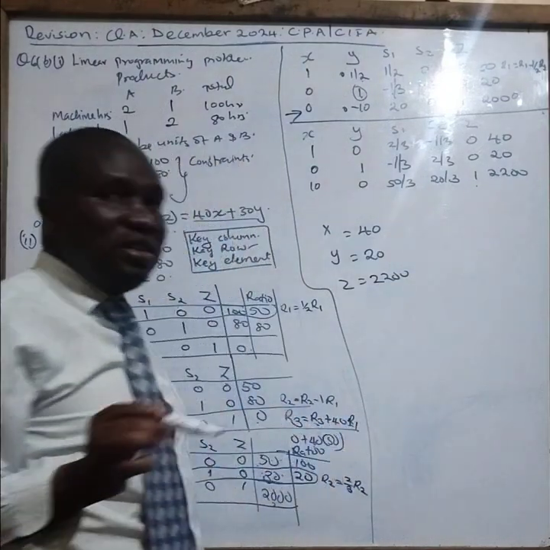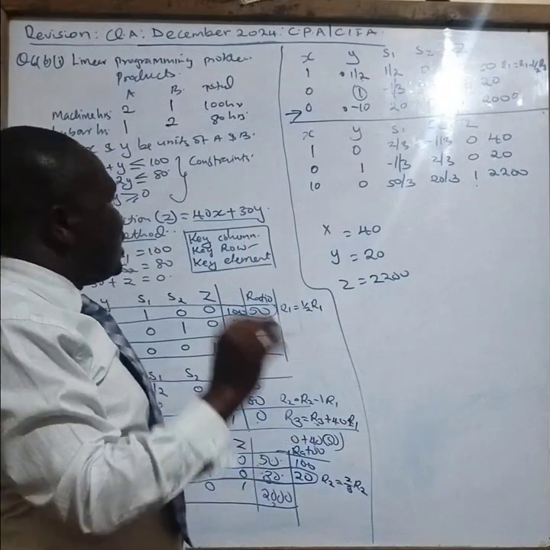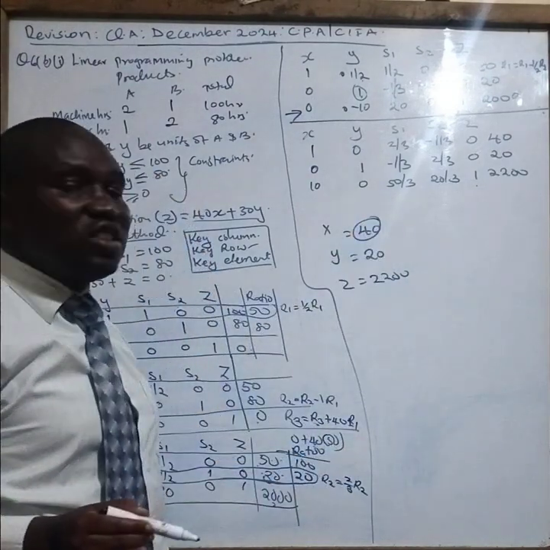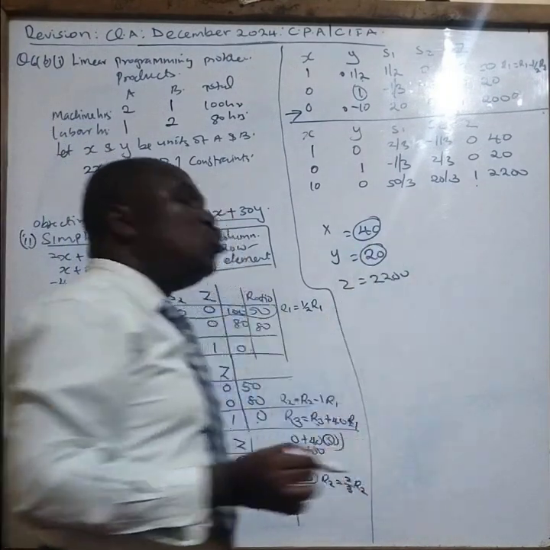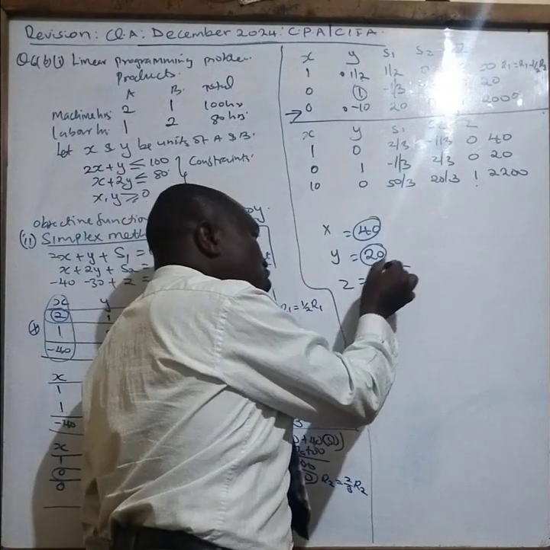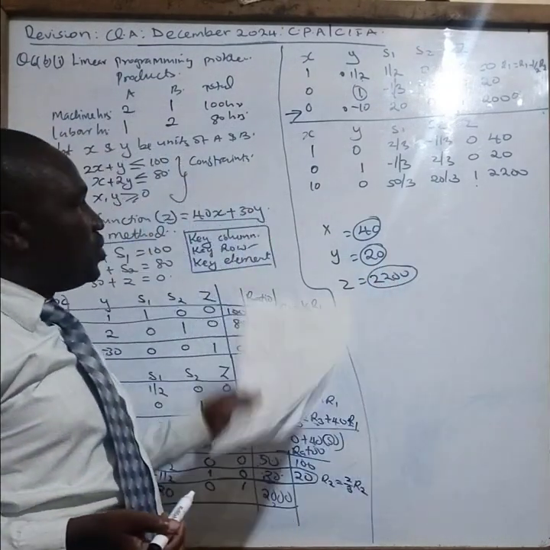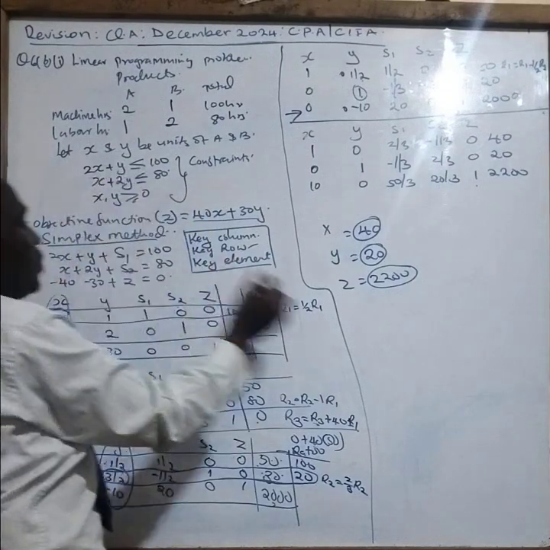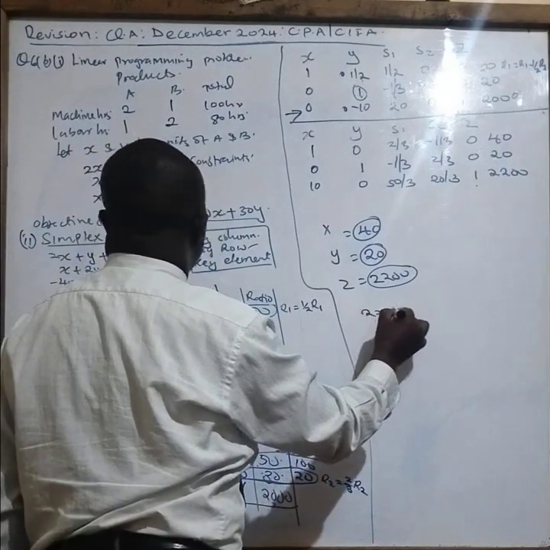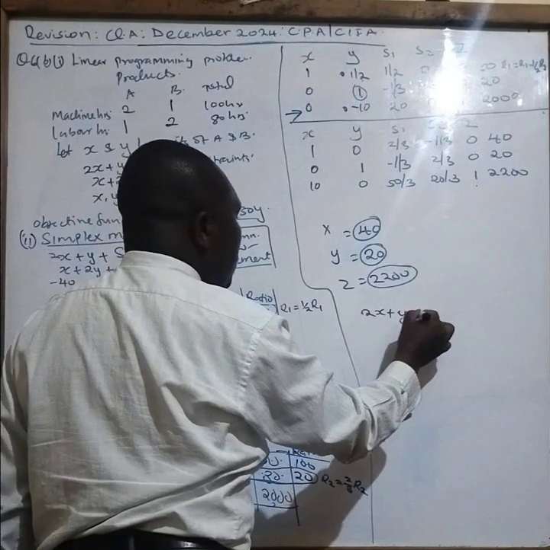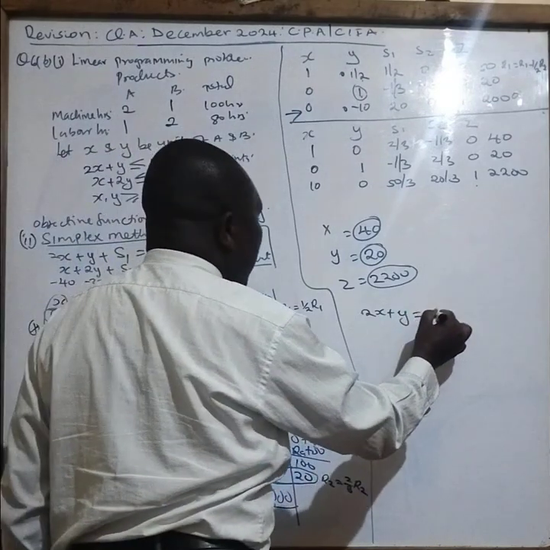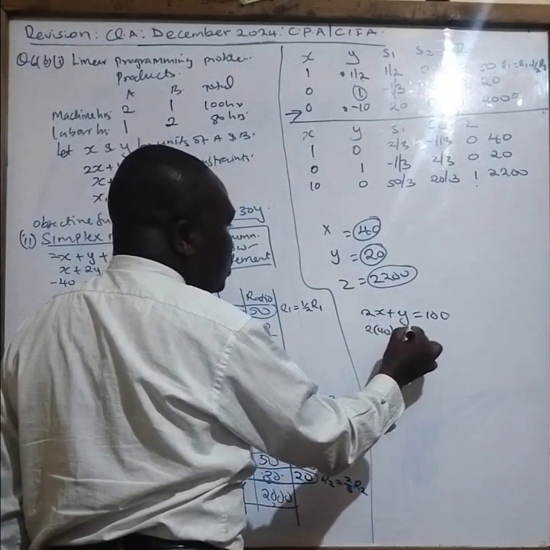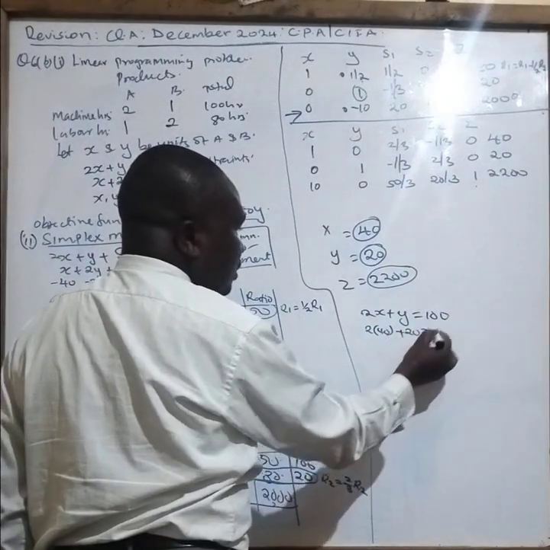So what does it mean? It means for the product X, for the product A, we need 40 units. And for product Y, we need 20 units for us to maximize profit at 2,200. If you want to prove this correct, come and substitute in your equation. Take the first one, that is 2x plus y equals 100. Confirm. This one is 2 times x, which is 40, plus y, which is 20, will give you what? This 80 plus that is 100.